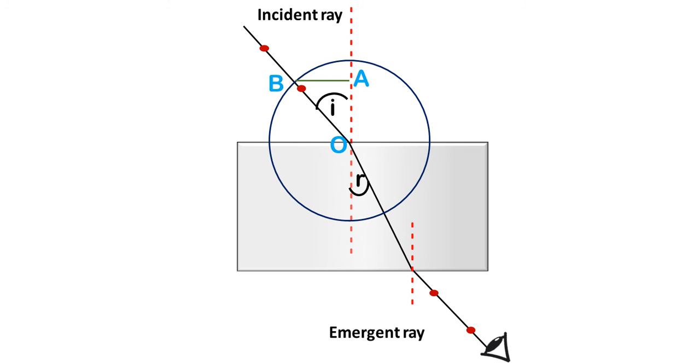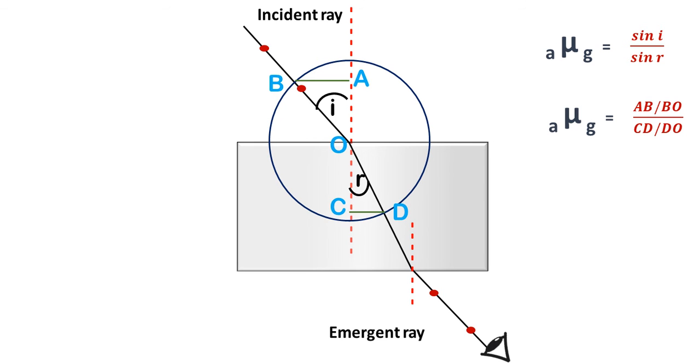Now where the refracted ray cuts the circle, from there you have to draw a perpendicular on the normal and name it as C and D. Now you know that refractive index is sin I upon sin R. So if you take triangle OAB, in triangle OAB, sin I is equal to perpendicular upon hypotenuse. That is nothing but AB upon BO.